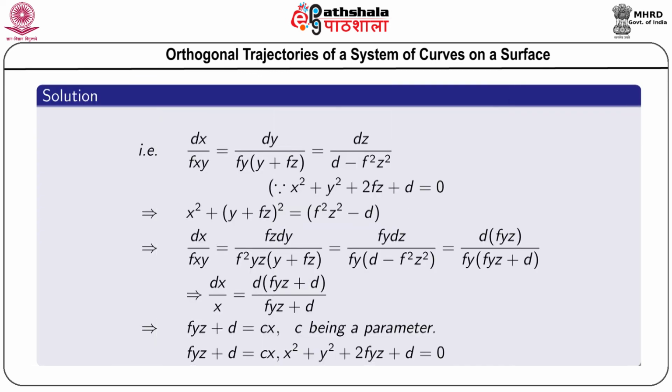Thus, the solution of the given equation is given by fyz plus d equals cx, which is the integral of this equation, and the equation of the surface x square plus y square plus 2fyz plus d equals 0. Thus, in brief, we learned how to find the solution of a simultaneous equation of first order first degree. We have learned 3 different methods to solve those equations, and we have also learned how to find orthogonal trajectories of a system of given curves. This ends module 2 of chapter 1.